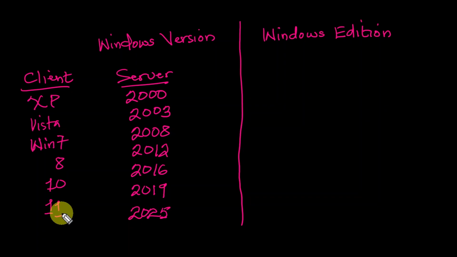Again, when it comes to the version, there are two main groups. You have the client and you have the server, right? The server version of Windows has certain features and capabilities that the client doesn't have. So you cannot configure Active Directory on Windows 11, but you can configure Active Directory on Server 2022.